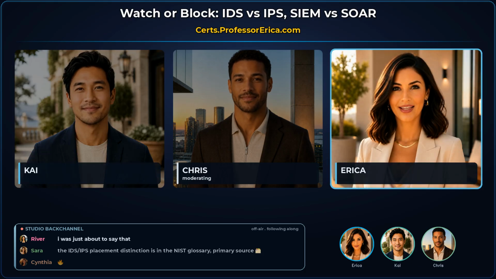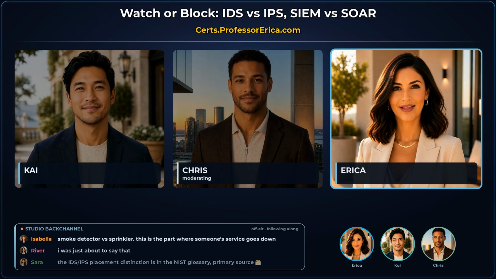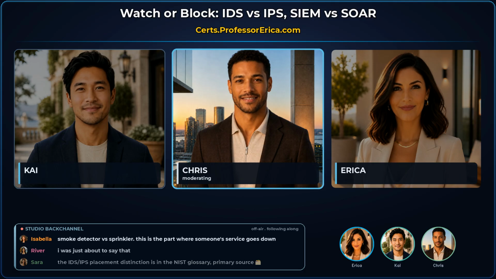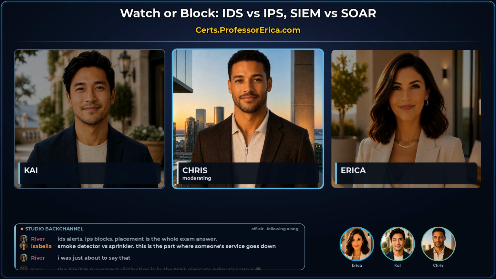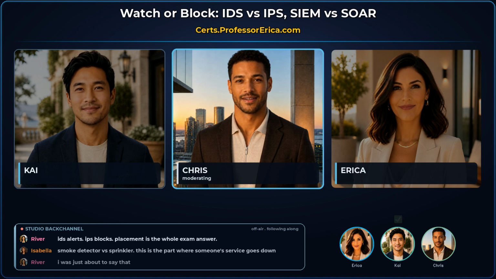And the case for IPS is the obvious objection to that. A smoke detector that only beeps while the house burns is not enough. An IPS sits in line, every packet passes through it, and it can drop the malicious one in real time before the damage lands. Detection that cannot act is just a very well-documented breach. Push back on that, Kai, because inline sounds strictly better until you have run one. What is the actual cost of putting a device in the middle of all your traffic?